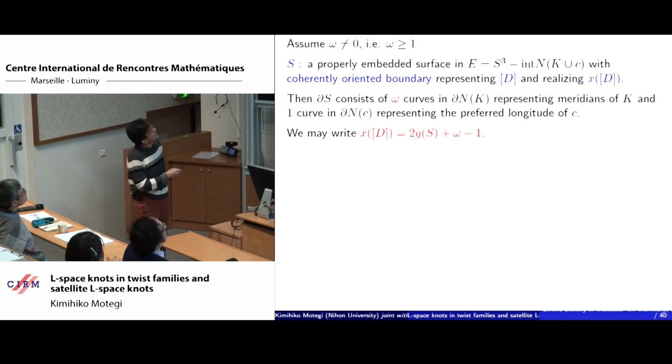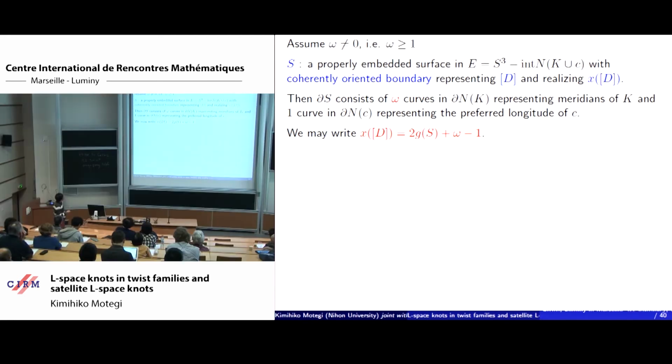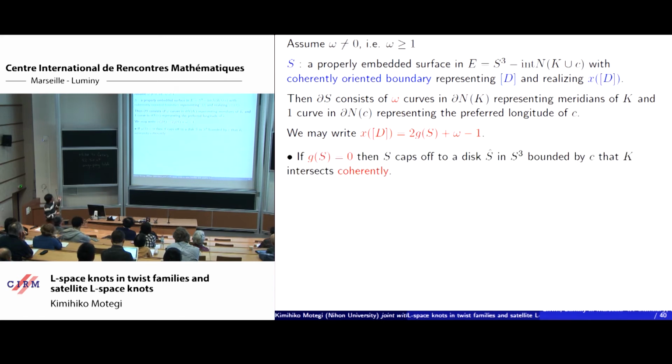Then, using the Thurston norm minimizing surface S, the Thurston norm of D can be written as twice the genus of S plus omega minus 1. So if we can prove that the genus of S is 0, then it means that S is a punctured disk. Then S caps off to a disk S hat in S3 bounded by C that K intersects coherently. So we are done. So we need to prove that the genus of S equals 0.